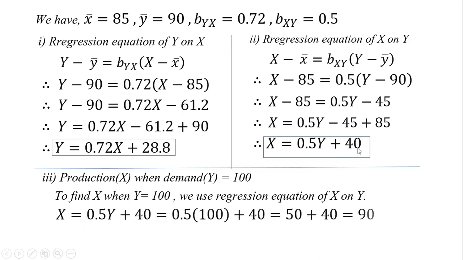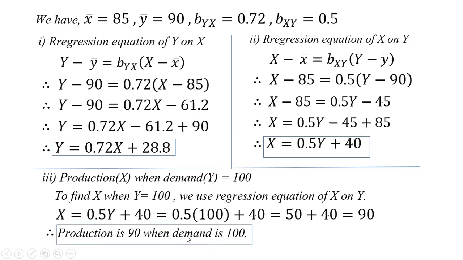Here we have obtained it, we use it here. In place of y, we substitute 100. 0.5 into 100 plus 40. 0.5 into 100, we get 50 plus 40 is equal to 90. So we get value of x is equal to 90. Therefore, production is 90 when demand is 100. Okay. So in this example, we find values of regression coefficients using R, sigma x and sigma y. Okay. Let us see one more example.